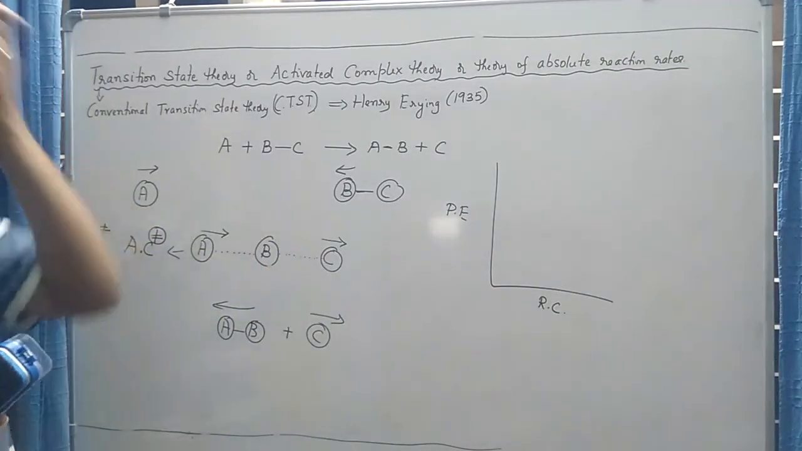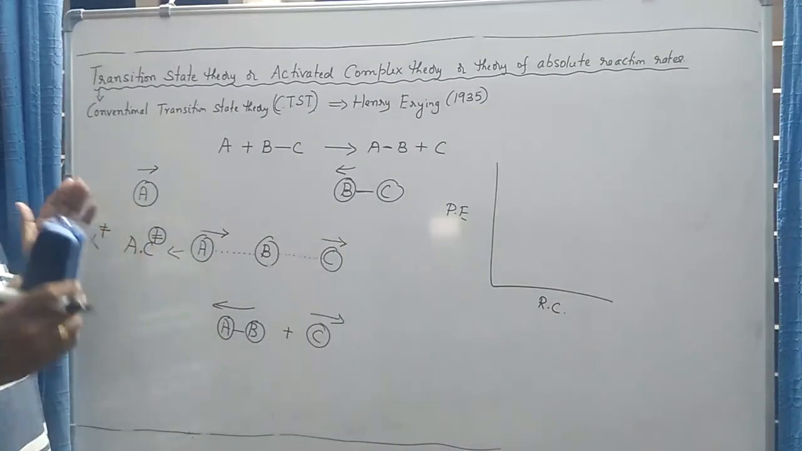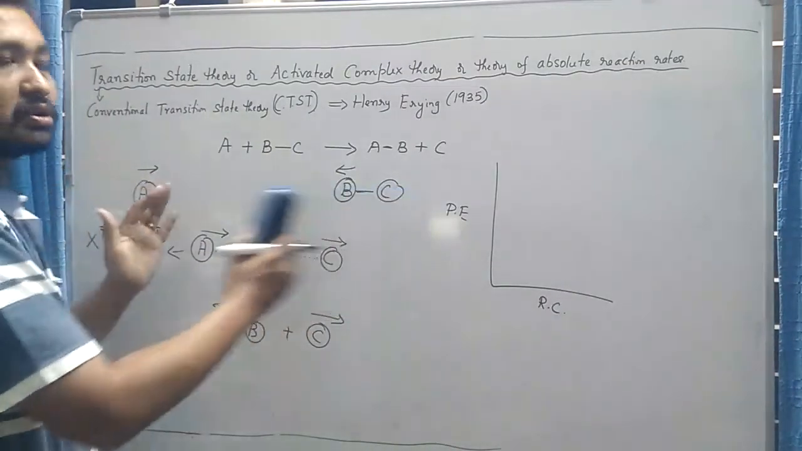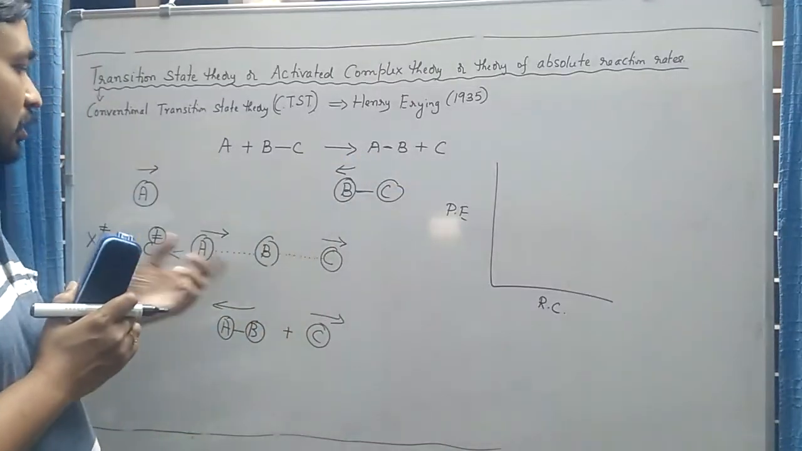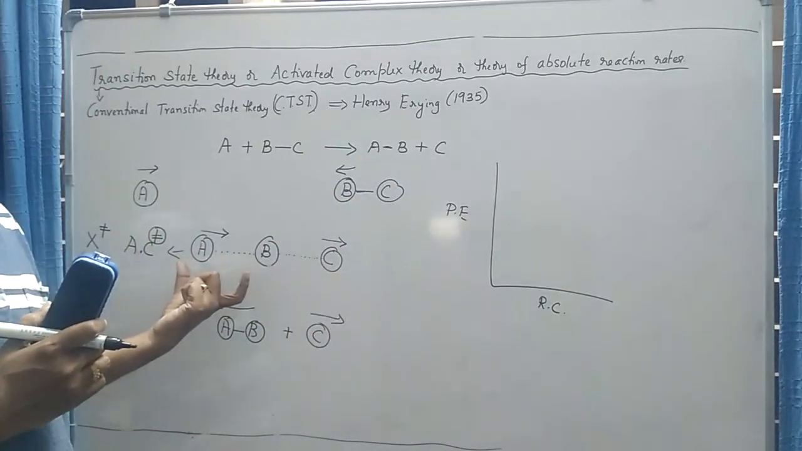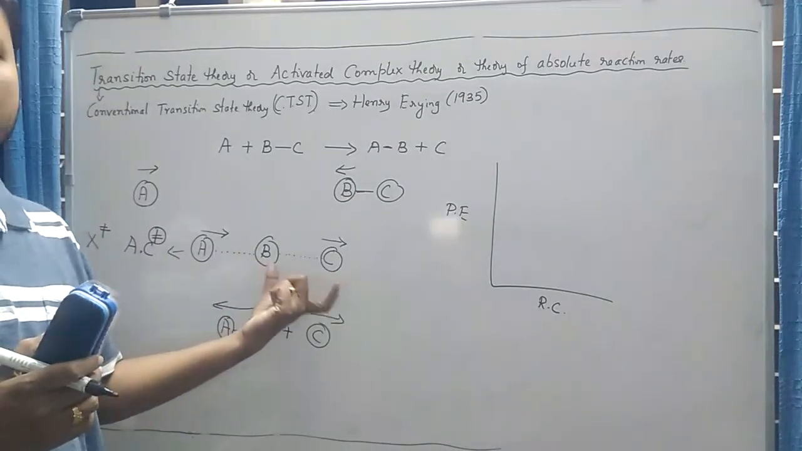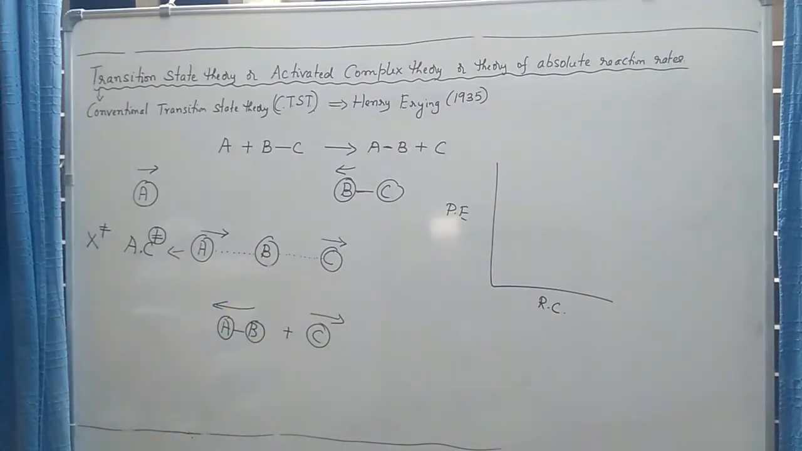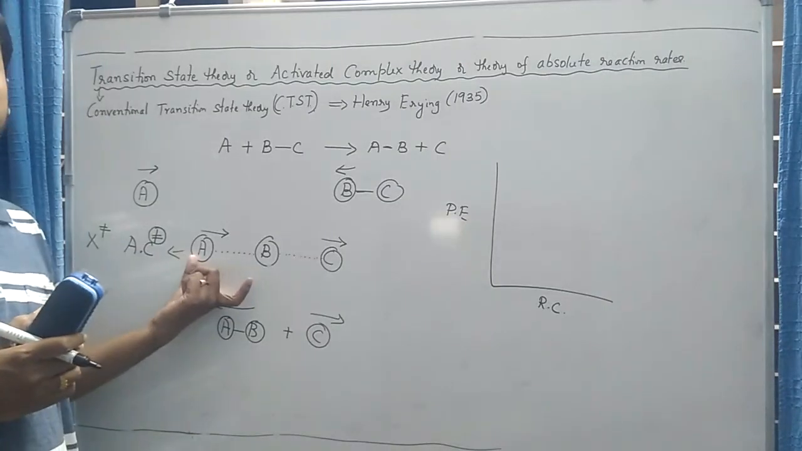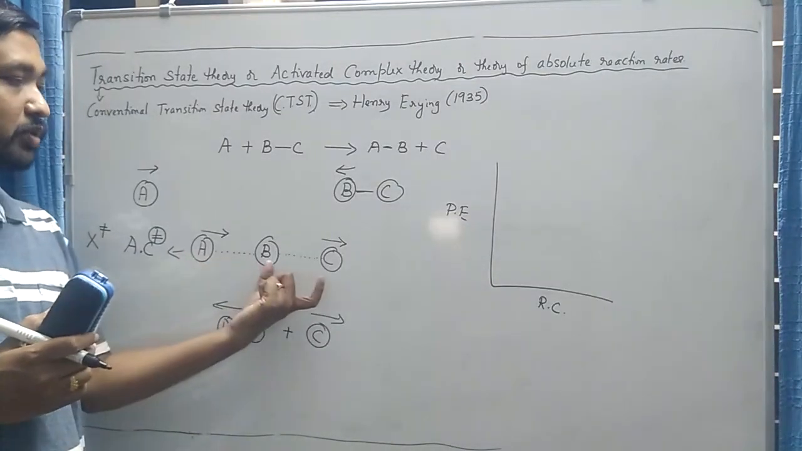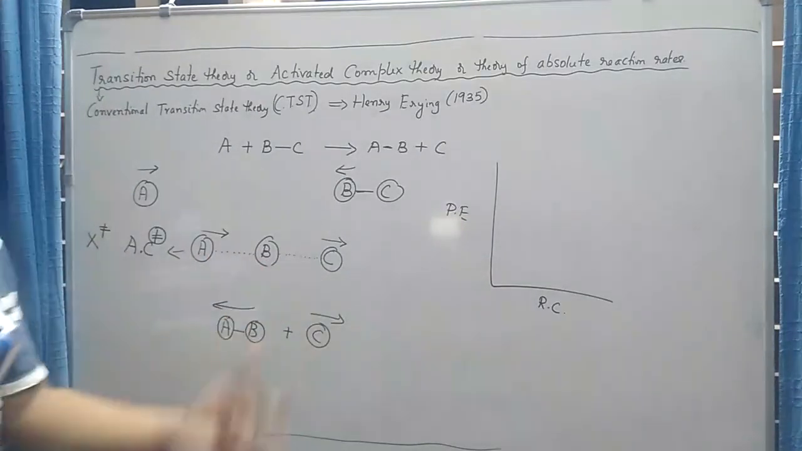Because as this chemical reaction is happening, as the reaction proceeds, when the two molecules or atoms approach each other, there is a continuous change in the distance between the atoms A and B, and there is also a continuous change in the distance between the two atoms B and C. The distance between the two atoms A and B decreases with the reaction, whereas the distance between the two atoms B and C increases with the reaction.